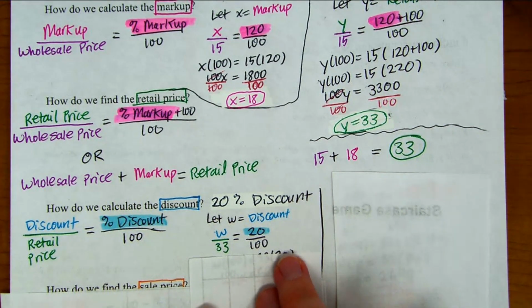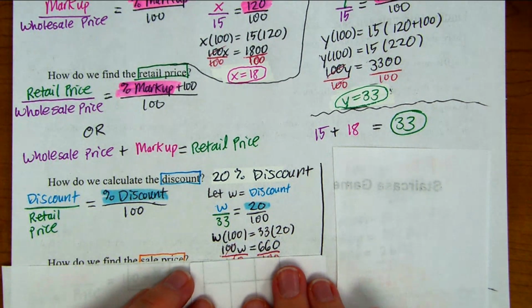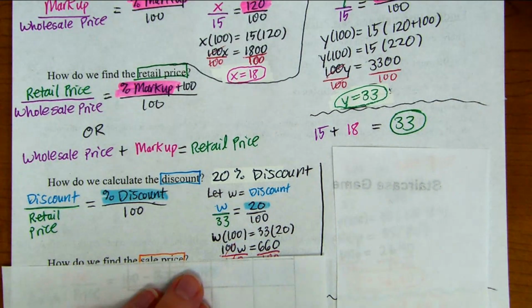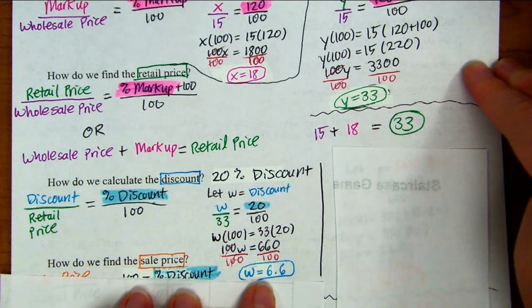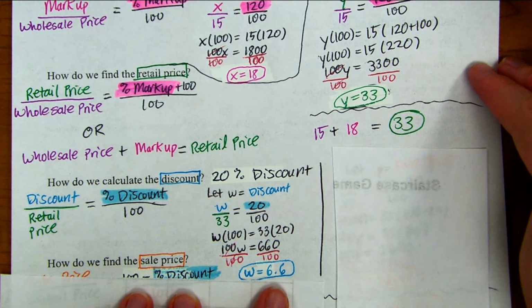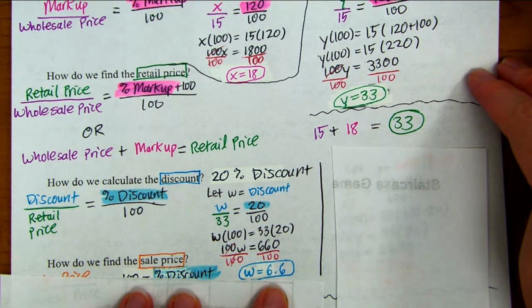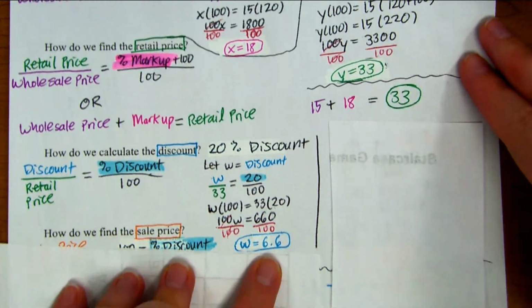And from here, we can solve our proportion, and we'll end up getting that W equals 6.6. So this tells us the price is reduced or discounted by $6.60. Now that we know that, we can now find the sale price, and there's two different ways we could calculate what that sales price is.